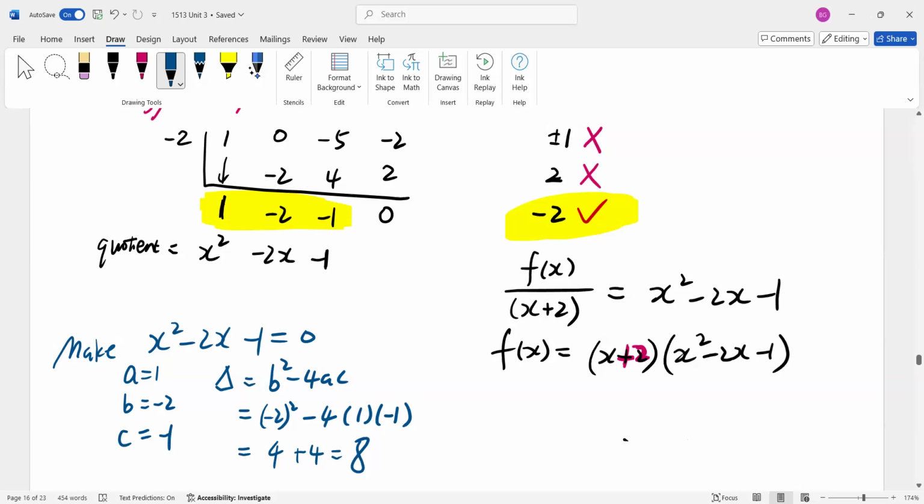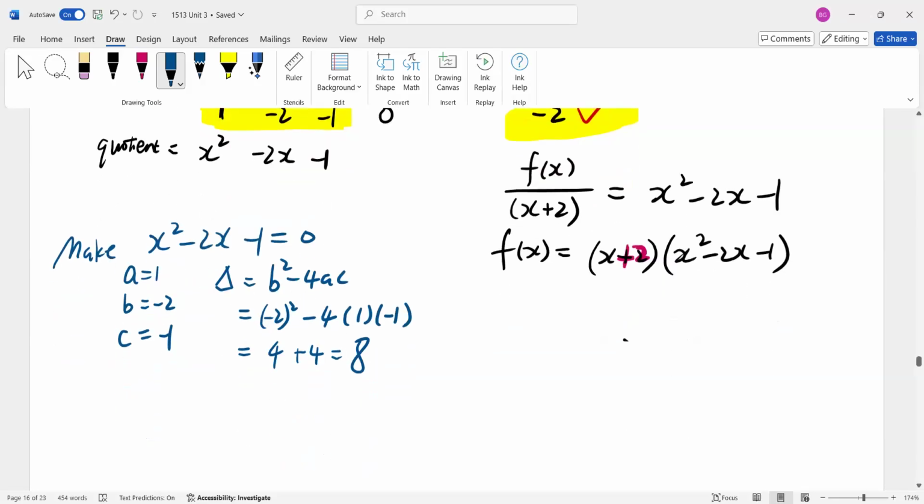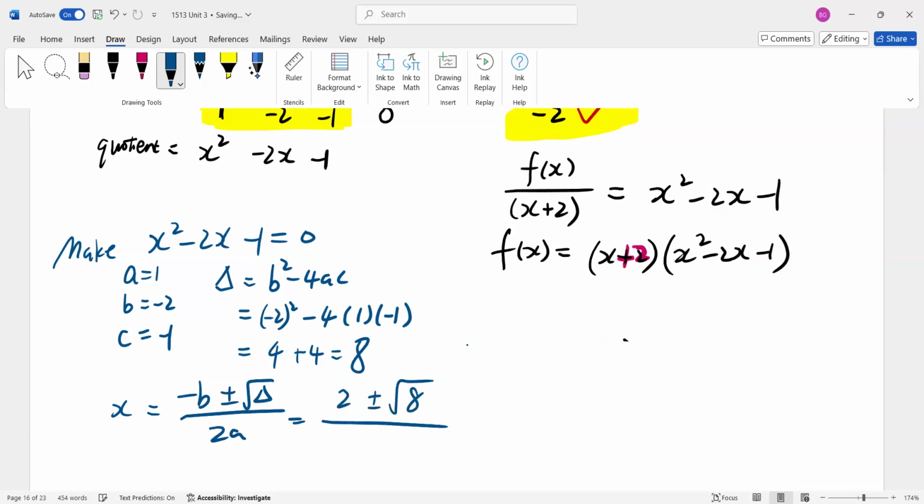Let me double check one more time. b squared minus 4ac, c is -1, so positive 4. Okay, yeah, it is 8. So x equals -b plus minus root delta all over 2a. b is -2, the opposite of -2 is a positive 2, and plus minus root 8 over 2a. a is 1, 2a is 2. Okay, continue.